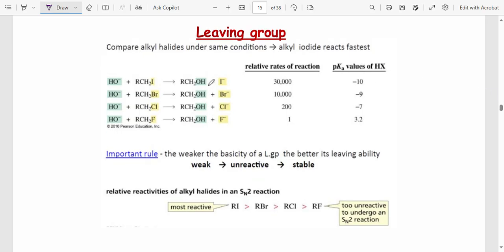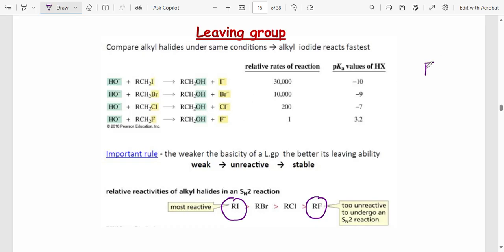Okay, here's what I was telling you about the leaving groups. You can see if you have got iodine and when you have got fluorine. So here the explanation is the weaker the basicity of the leaving group, the better it is a leaving group. So you don't only talk about electronegativity, you're also talking about basicity.